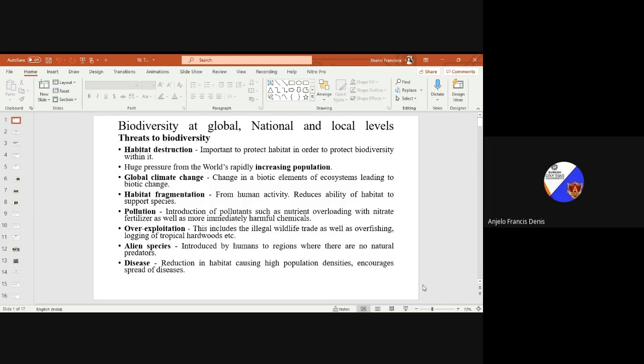Second is global climate change. So change in abiotic elements of the ecosystem is leading to biotic change. Then, habitat fragmentation, that is from human activities, and it reduces the ability of habitat to support species.